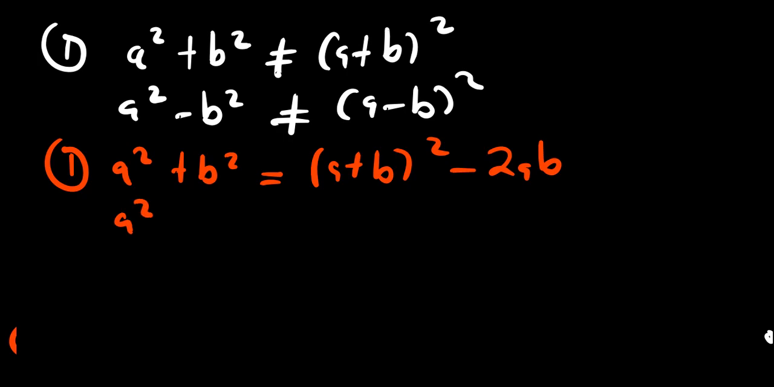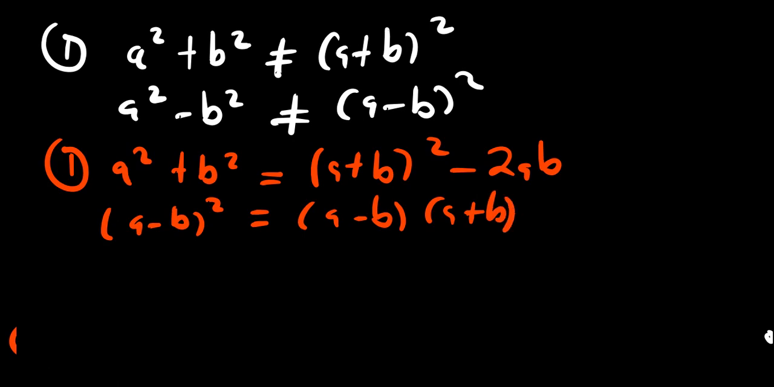So a squared minus b squared, what is it going to simplify to? Let me say, another consideration: a squared minus b squared is just a difference of two squares, so it's just (a minus b)(a plus b).